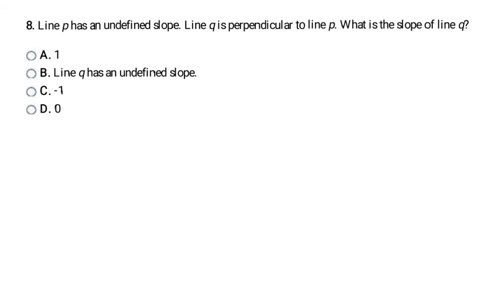Line P has an undefined slope. So that means it's a vertical line that VUXs. Line Q is perpendicular to line P. So what is the slope of line Q? Well, I'm given a vertical line to begin with. So what's perpendicular to a vertical line? A horizontal line. And the slope of a horizontal line is 0. So my answer is D. So this is just where you have to know that, and this is a special case where you can't just flip the fraction and change the sign. Undefined and 0 are a pair of perpendicular slopes.